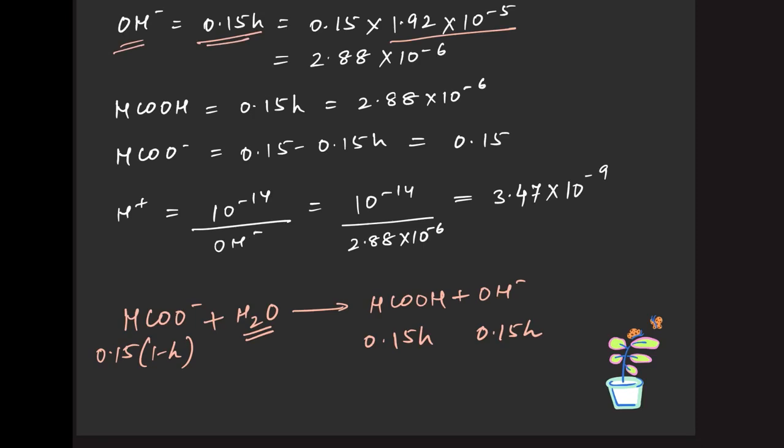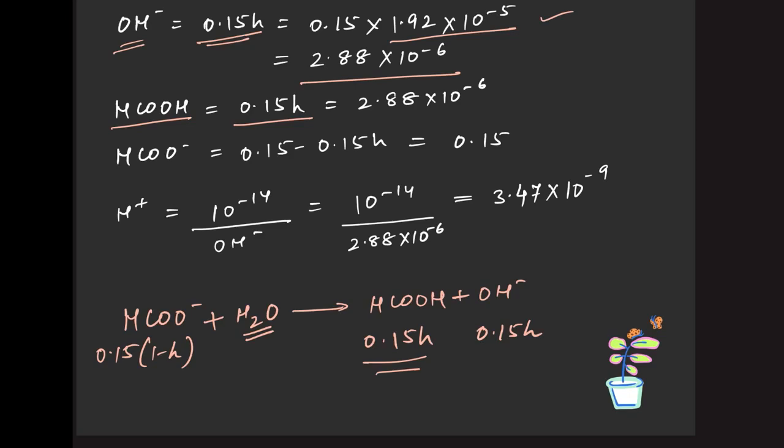Putting the value of H, the concentration of OH minus ion is 2.88 into 10 to the power minus 6. What is the concentration of HCOOH? It is 0.15 H. So here also HCOOH is equal to 0.15 H, so 0.15 H means 0.15 into 1.92 into 10 to the power minus 5.